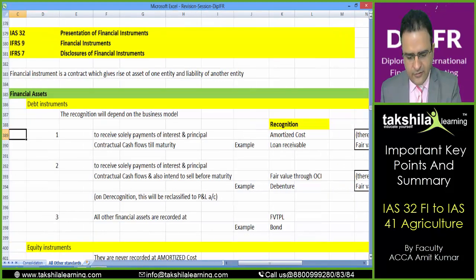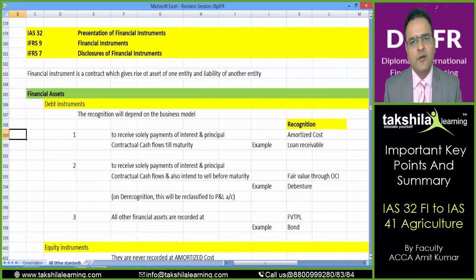Now, if their intention is to receive solely payments of principal and interest, this is also known as the SPPI test, and contractually agreed cash flows, they'll be recording the asset at amortized cost. Financial instruments are measured either at amortized cost or at fair value. Depending on the business model, we decide whether we'll be recording them at amortized cost or at fair value. The second category is they intend to receive solely payments of principal and interest and contractually agreed cash flows, but they say that they may sell this asset in the middle. They may not hold it till maturity. Their intention is to sell this asset if they face liquidity problems.